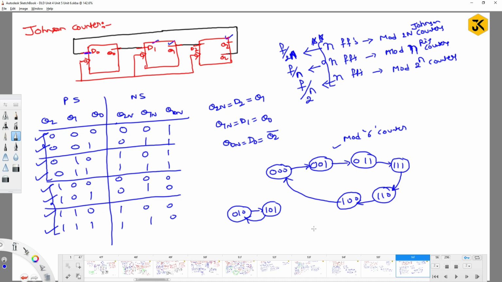See guys, this particular Johnson counter can be used for either a mod 2 counter or a mod 6 counter. This part will be used for the mod 6 counter, and this part we can use for a mod 2 counter. I hope I was understood clearly. Thank you.